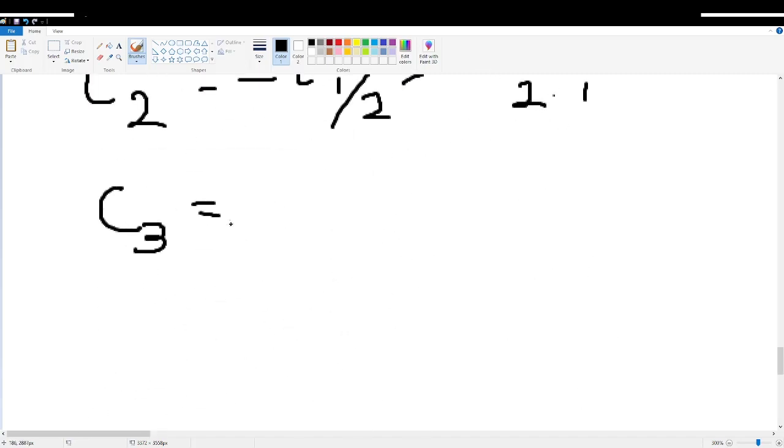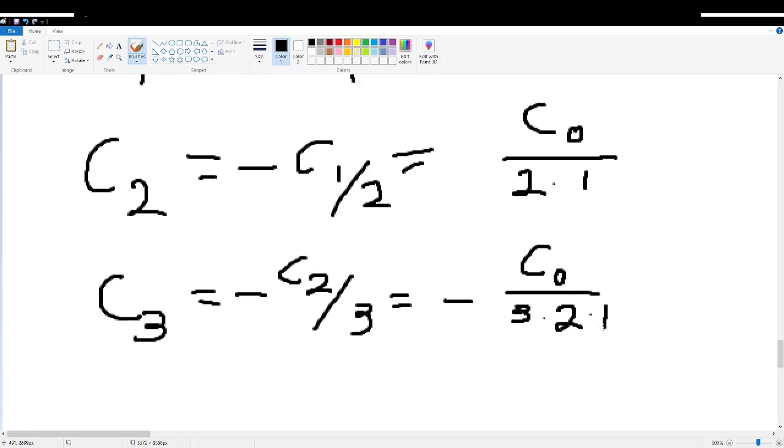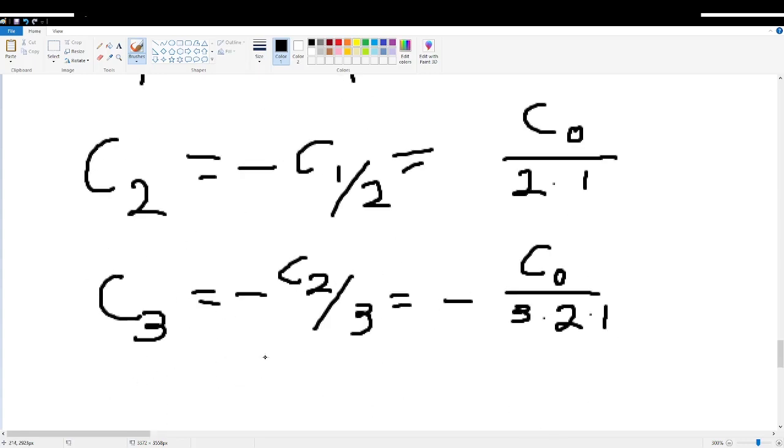C3 means that n is 2. So we're going to have minus C2 over 3, which is going to be minus C0 over 3 times 2 times 1. Right? So you notice that after each iteration, the number in the denominator increases by a factor which is precisely the same as n.